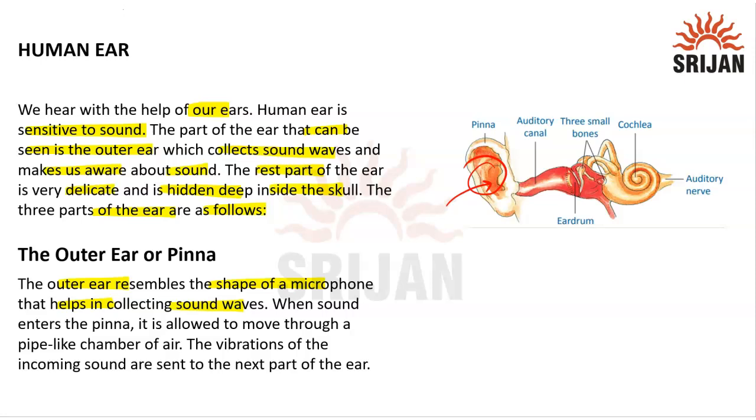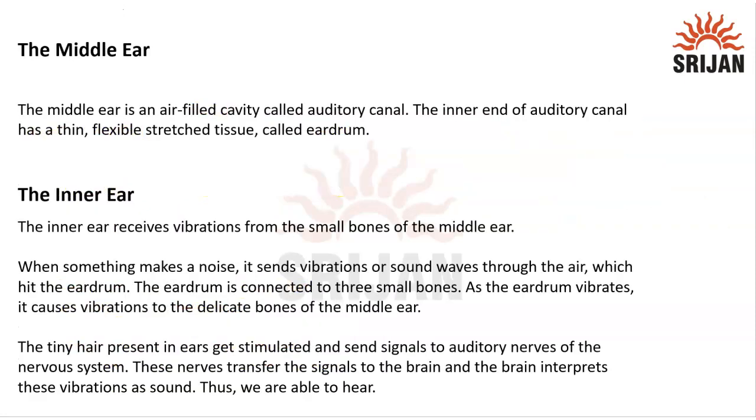When the sound enters the ear pinna, it is allowed to move through a pipe-like chamber of air. Then the vibrations of the incoming sound are sent to the next part of the ear. So from here the air travels inside our ear, into a pipe-like chamber. Then it will actually move towards the second part, which is the middle ear.